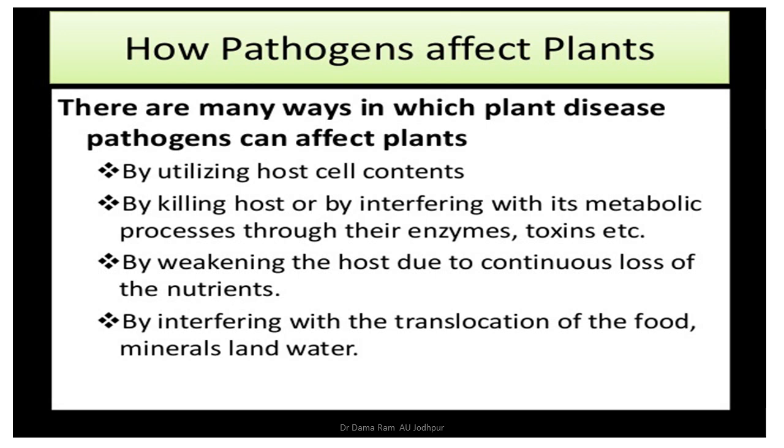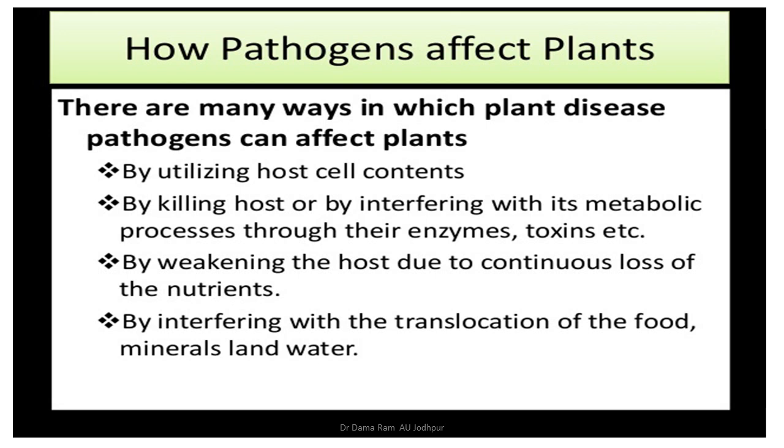First, utilizing host cell content: the pathogen utilizes the host cell content by killing the host or by interfering with its metabolic processes through its enzymes and toxins. It can inhibit normal respiration, transpiration, translocation of food and translocation of water through secretion of toxins and enzymes.